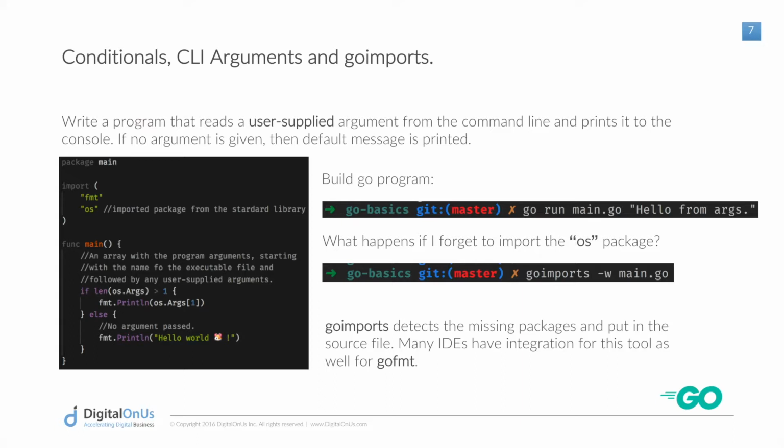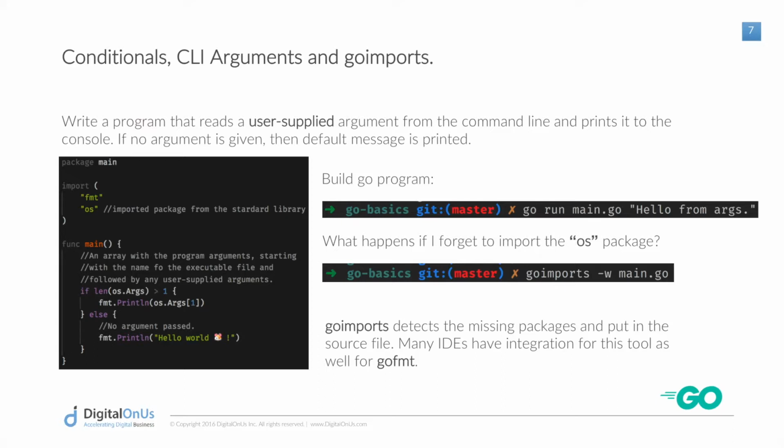Now, from inside the if block, we'll call the println function and give it the element at index 1 of the os.Args array, which is the argument supplied by the user from the command line. From the else block, which will be executed when no argument is passed from the command line, we'll print the default message hello world. Now, our program is complete.